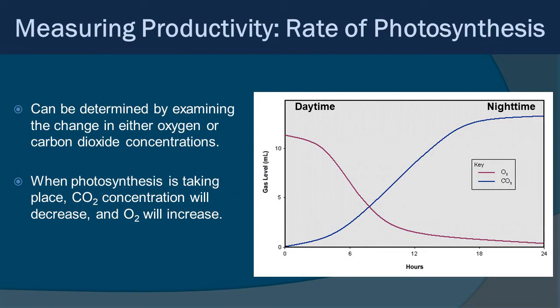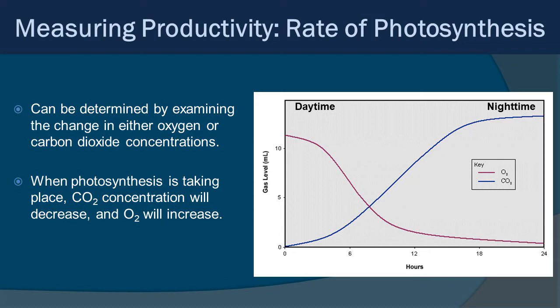Now that we understand productivity a little better, let's talk about measuring it. Now, one way is through rate of photosynthesis. This can be determined by examining the change in either oxygen or carbon dioxide concentrations. When photosynthesis is taking place, carbon dioxide concentrations will decrease and oxygen concentrations will increase. Essentially, during the daytime, this is what's going on, right? Because photosynthesis is taking out carbon dioxide and it's producing oxygen as a byproduct. You can see that in the graph to the right.